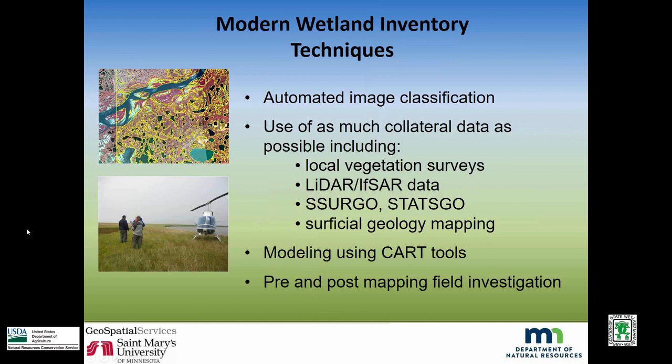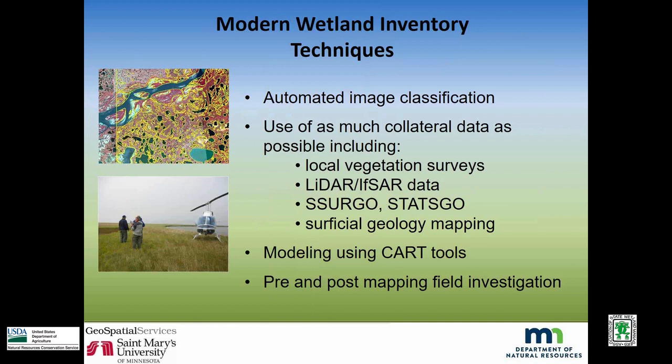So just want to touch briefly on a couple of things. Automated image classification, there's an example of that in the image in the upper left corner. The automated process is utilizing traditional image types like satellite imagery and airborne aerial imagery, and then automated remote sensing techniques to look at those images, assess those images, and delineate wetland boundaries.